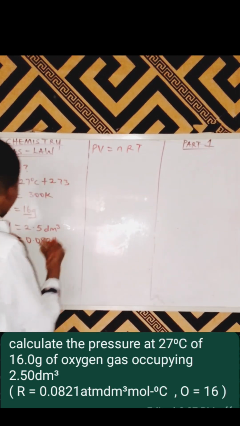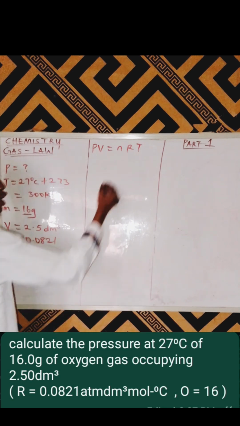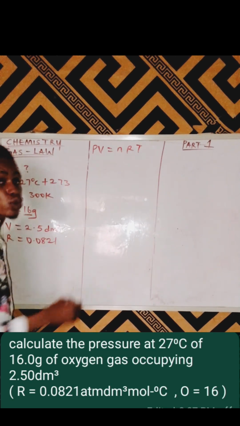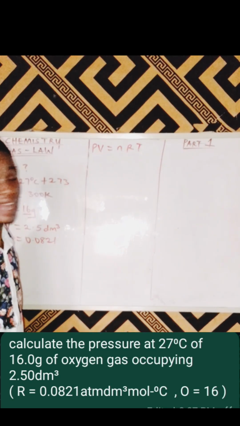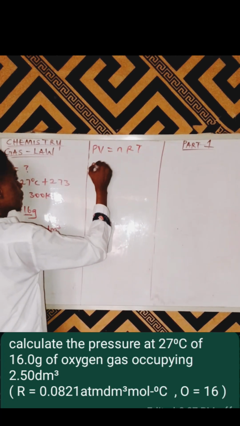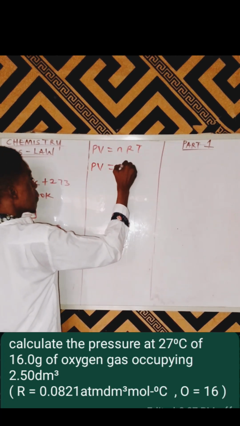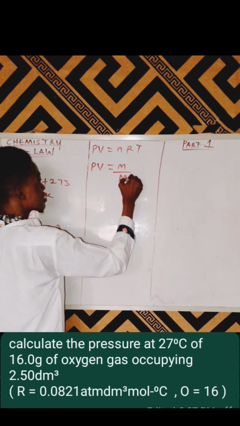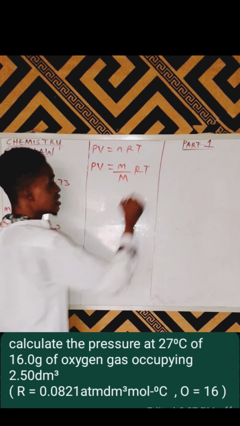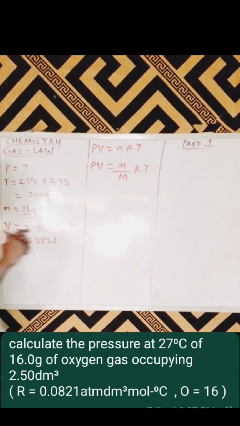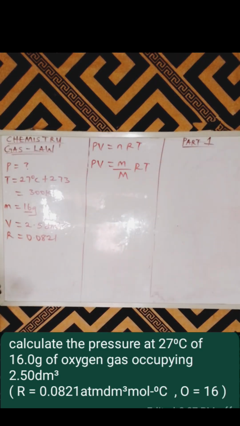So we can use it to solve. So I'm not going to replace this n and put m over capital M. So I'm going to have PV is equal to mass over molar mass times RT. I hope this is clear. So now let's continue. It is oxygen.